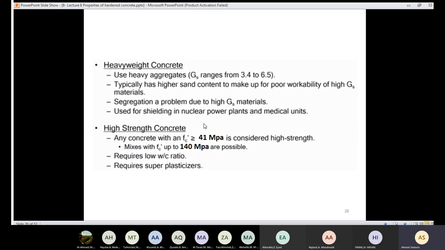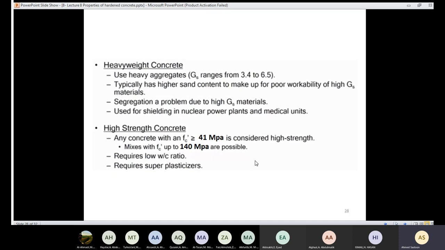Also, we have high strength concrete. When we say high strength concrete, it means that the average compressive strength is going to be more than or equal to 41 megapascal. So high strength concrete is defined by its compressive strength. Nowadays, it's possible to have compressive strengths up to 140 megapascal, because we have technological advances in concrete research.